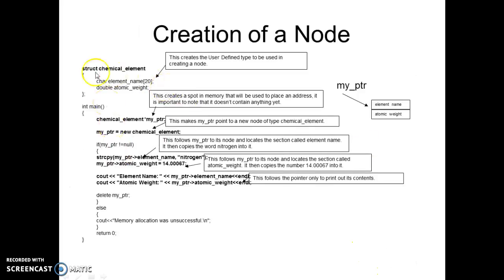So let's figure this out in a very basic way. Struct chemical element creates a structure that contains element name and atomic weight. That's all it does. I haven't declared it, I haven't done anything with it.